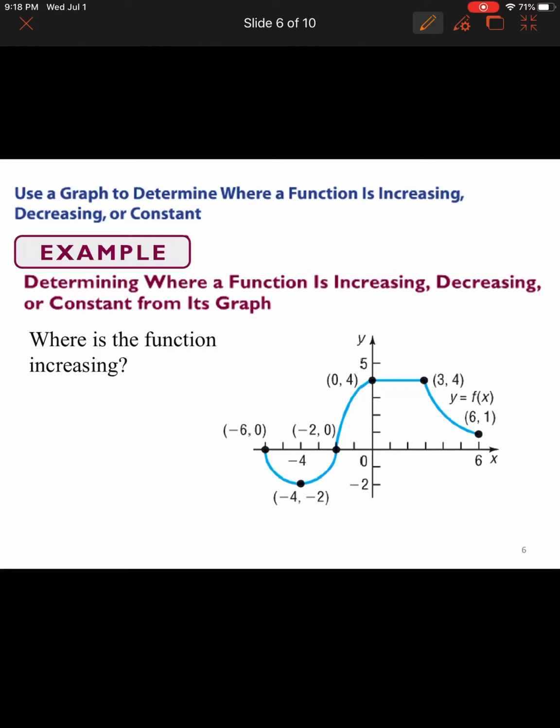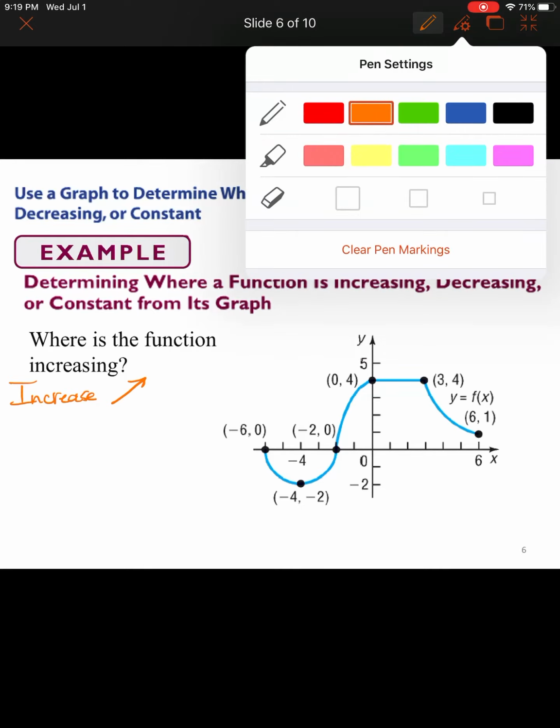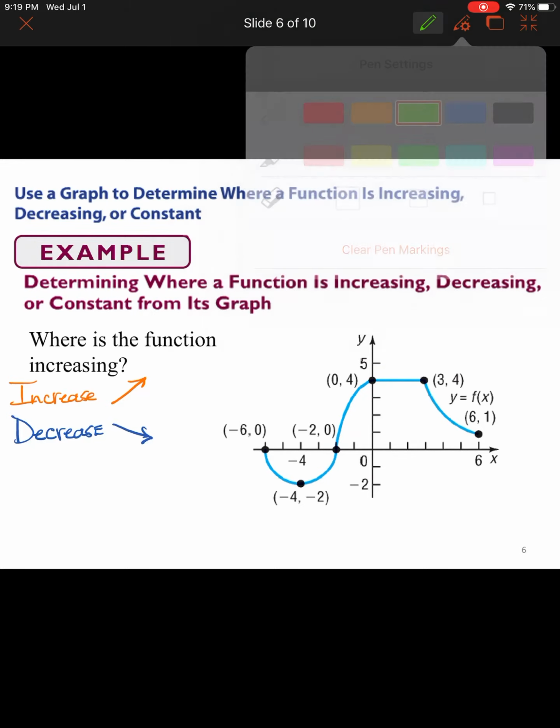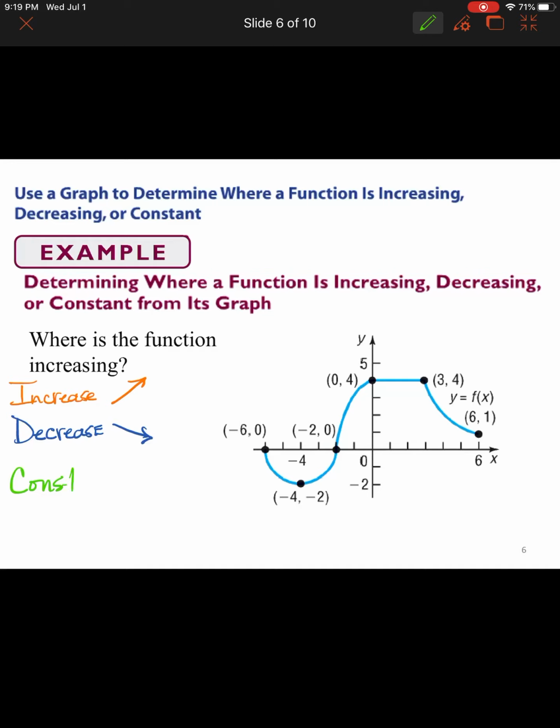All right. If a function is increasing, it is rising from left to right. If a function is decreasing, it falls from left to right. If the function is constant, there's no incline, no decline, just horizontal. And all of these are with respect to the x-axis, they're intervals. So, I'm just gonna draw my lines on here.